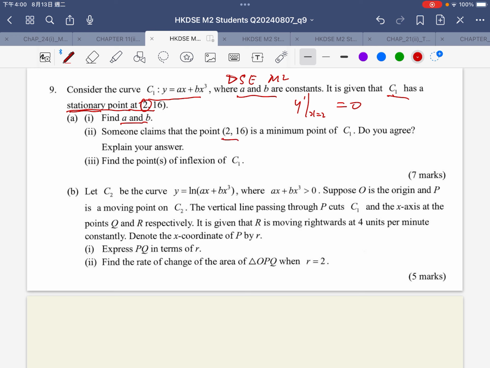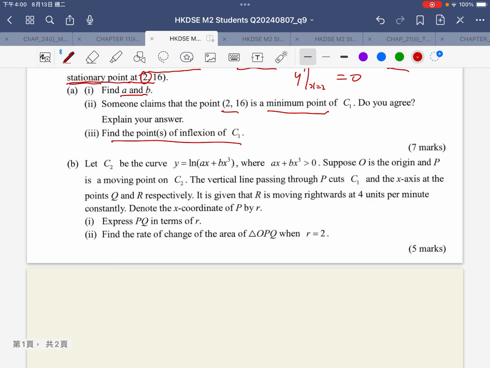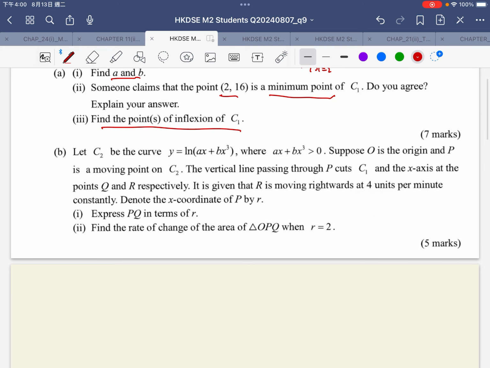The second part claims that this point is a minimum point or not. For this part we can use a table, the first derivative test, to test whether this point is a maximum, a minimum, or neither, and also find the point of inflexion. I think part A is a standard question, and I suppose my student can do this question. But here I also present it.